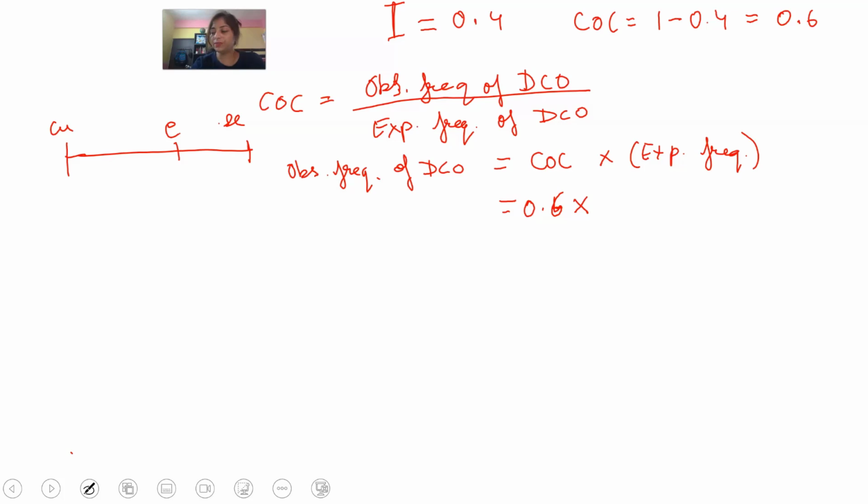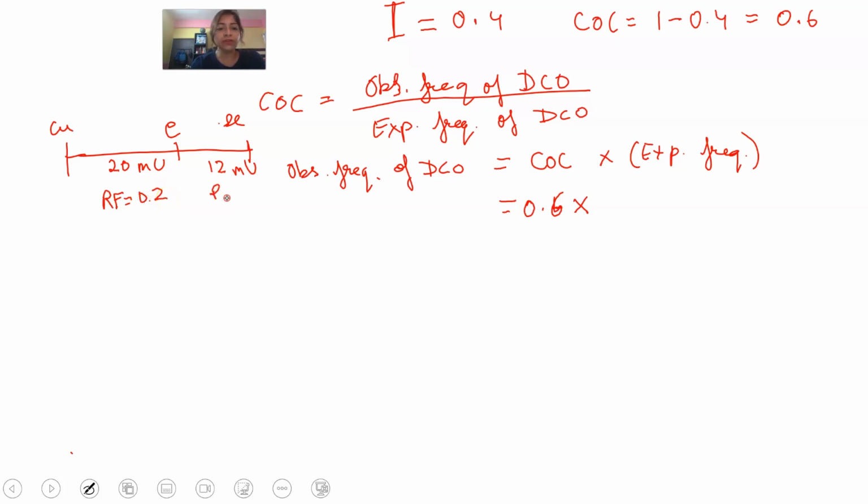Yeah, so the distance between CU and E is 20 map units and E and SE is 12 map units, right? Now, this is in map units. So map unit is equal to the percentage recombination frequency, right? So what is the chance of recombination between CU and E? The recombination frequency between CU and E, if you take out the percentage, will become 0.2.